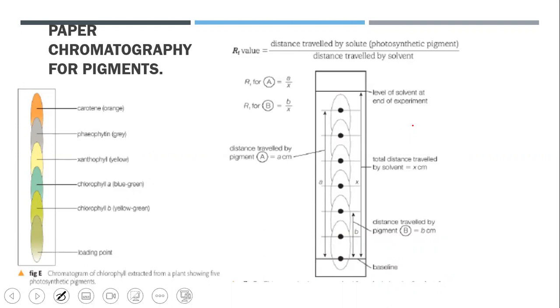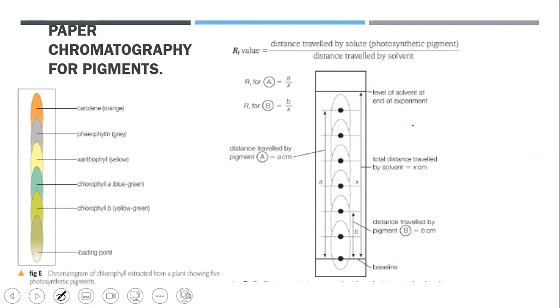Plants look green in color, right? But if we extract the pigments from the plants, we will grind the leaves, and when we're grinding the leaves, we will first add propanone to it. We will grind up the leaves. Then we will filter it, and after doing the filtration, we will obtain the filtrate. After that, we will do the process of paper chromatography.